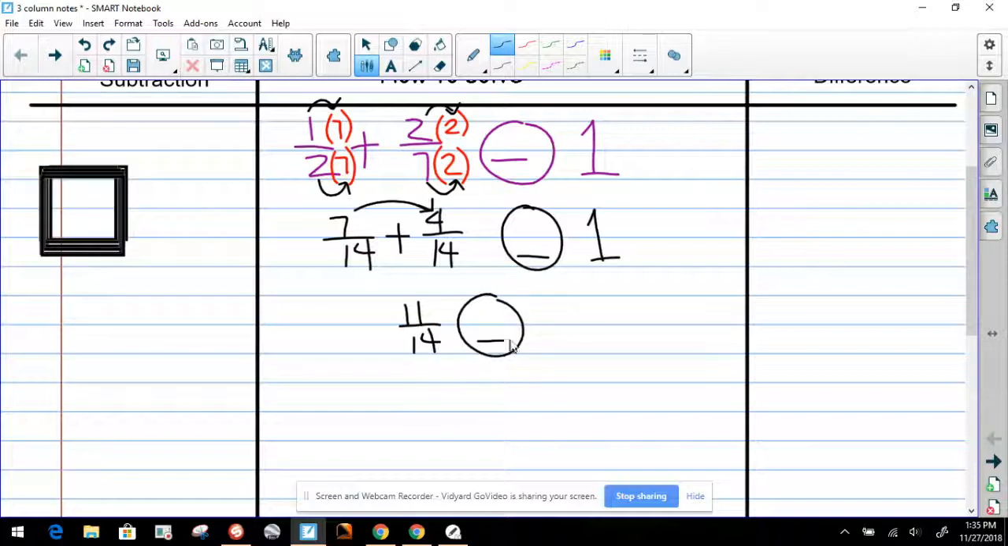Now, if you compare that to the number 1, is that going to be greater than 1 or less than 1? Well, to help me understand this, if I look at this denominator, I know that the 1 should equal 14 14s to be a 1. And I know that this is not 14 14s. So this side is less than 1. So this is the symbol that we use. 11 14 is less than 1. That's how we solve the problem, my friends.